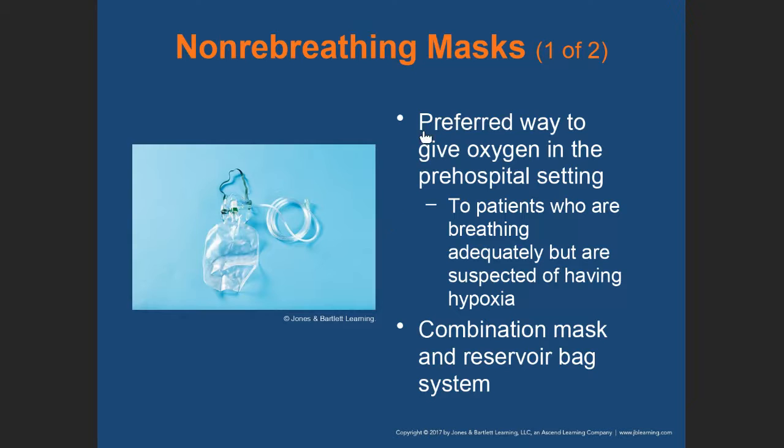Now, the non-rebreathing mask is the preferred way to give oxygen in the pre-hospital setting if your patient requires high flow oxygen. You can also use a partial rebreather. So the non-rebreather can give you a flow rate of 10, 12, or 15 liters per minute. So it can give you close to 90% oxygenation. It's called a non-rebreather because it has valves that seal certain openings on the mask. So the patient is only getting pure oxygen.